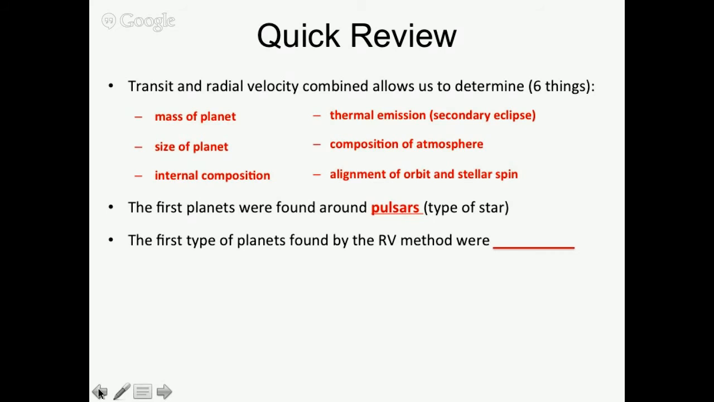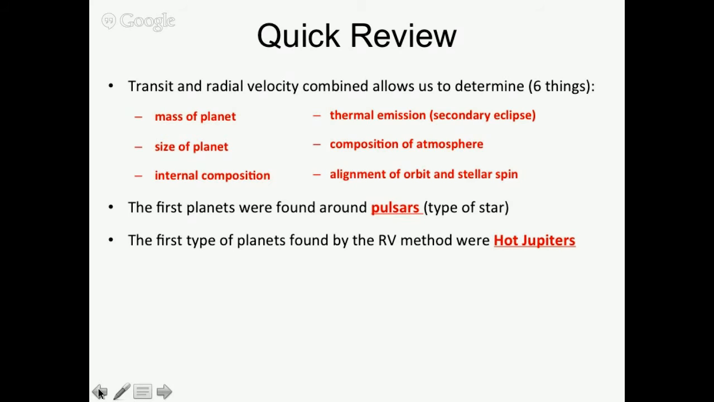All right. So the first type of planets outside our solar system found by the radial velocity method were what kind of planets? Specific kind of gas giants. Jovian? Yeah, same thing, but a specific type of Jovian gas giant. What was unique about them? Yeah, they're hot Jupiters. These very close-in gas giants, which we don't have in our solar system, and in fact violate our picture of how our solar system formed.